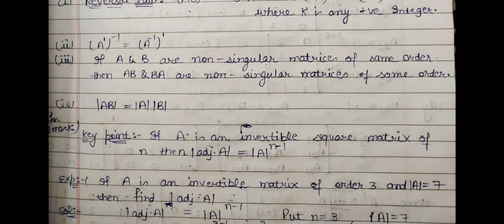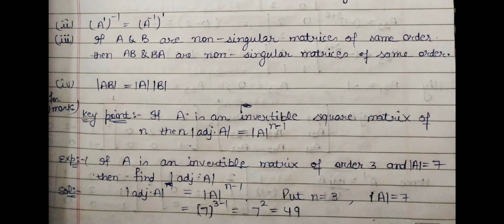Now in the first example, A is an invertible matrix of order 3 and its determinant is given as 7, and we have to find the determinant of adjoint of A. We have the formula: determinant of adjoint of A is equal to determinant of A raised to power n minus 1. We have n equal to 3 and determinant of A is 7. After putting the values and calculating, we get 49.